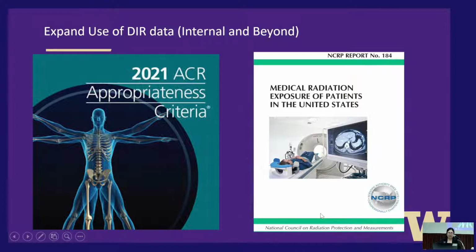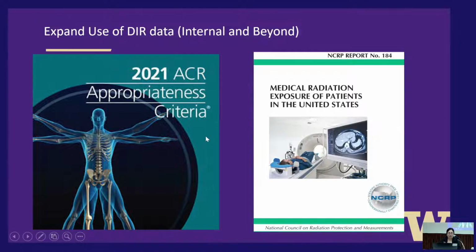So let me talk a little bit about how ACR is using the dose index registry data. Sam did a great job talking about appropriateness criteria. In the United States, every 2 or 3 years the appropriateness criteria is reevaluated and revisited. The idea of appropriateness criteria is using clinical indication to make a decision of what imaging you want to do, whether it's radiography, CT, or other modalities.